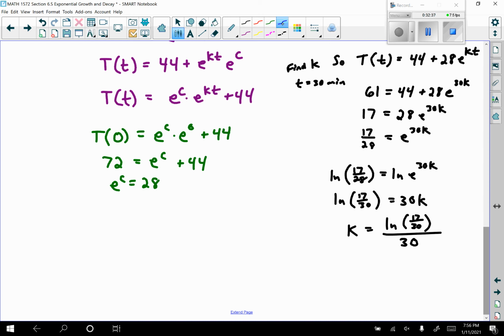So really, again, we're not really finding a specific answer. We want to just write the equation, an expression for the temperature of the pop after T minutes of being in the fridge. So therefore, our final answer is the temperature at time T is going to equal 44 plus 28 times e to the natural log of 17/28 divided by 30 times T.